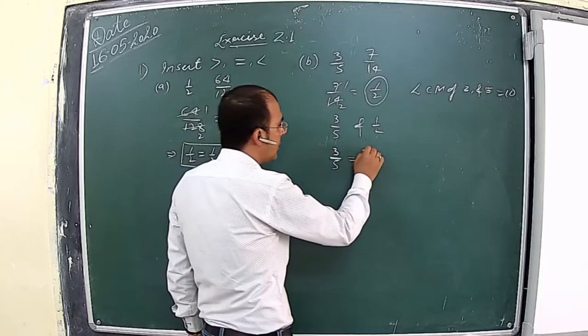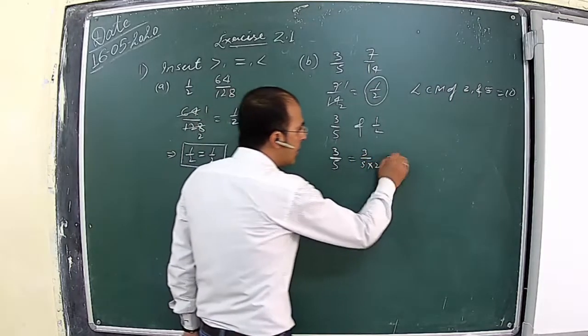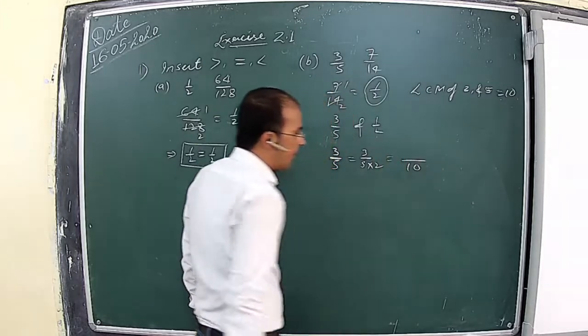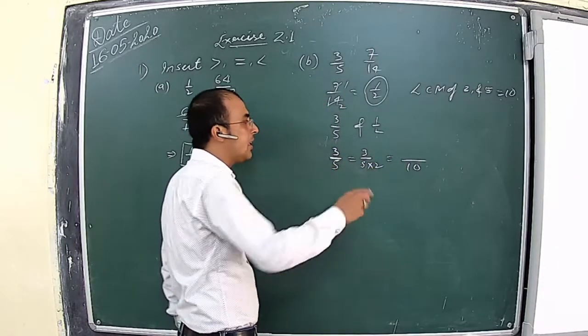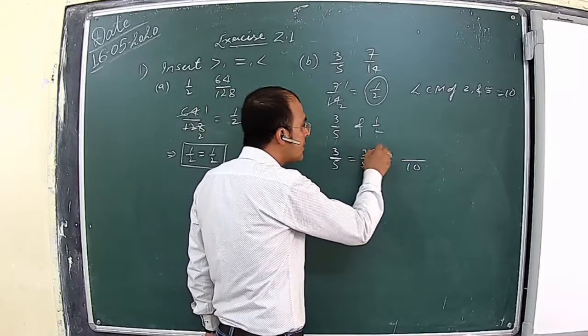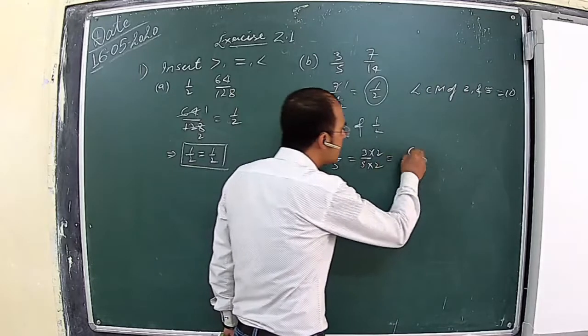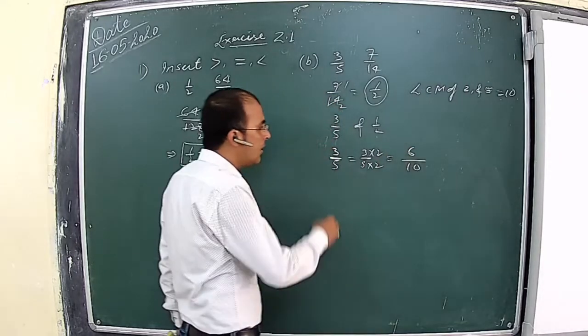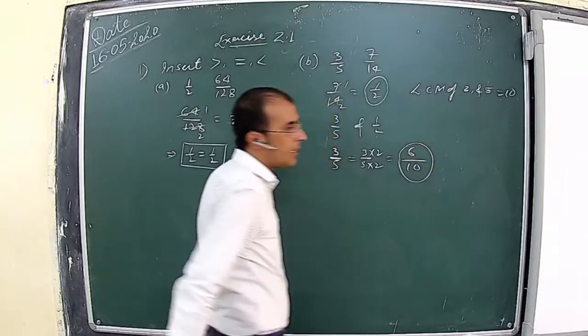So we can write 3 by 5 into 2. Then what will we get? We will get 10. If you multiply the denominator by 2, then you must multiply the numerator by the same number. Is it clear? So 3 twos are 6. It means that 3 by 5 can be written in the form of 6 by 10.